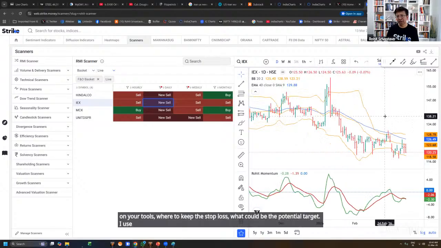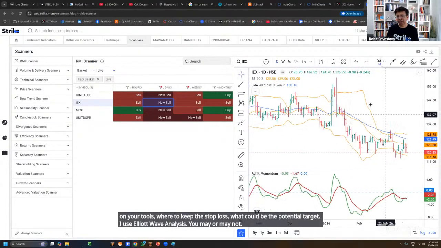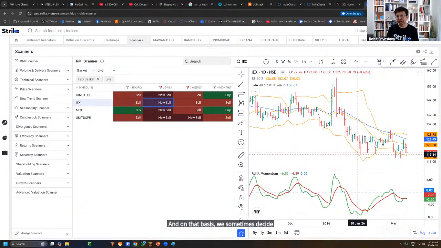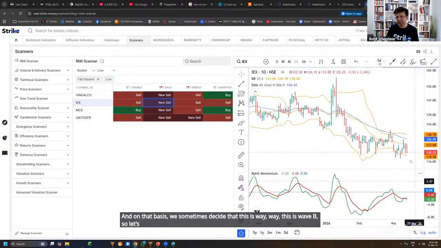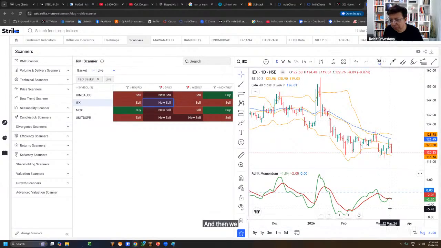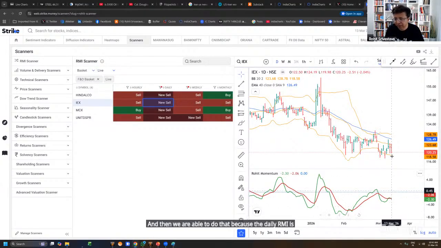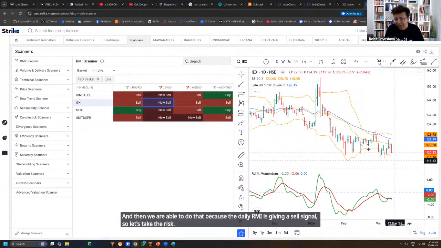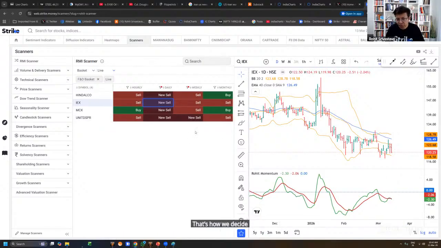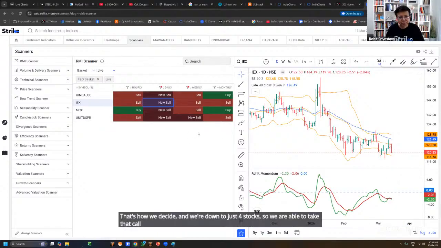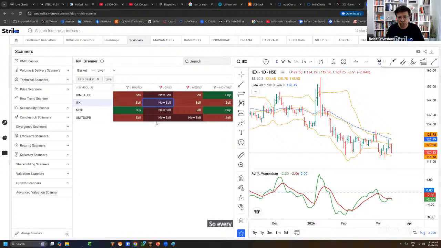I use Elliott Wave analysis. You may or may not. On that basis, we sometimes decide that this is wave A, this is wave B, so let's play for wave C. And we are able to do that because the daily RMI is giving a sell signal. So let's take the risk. That's how we decide. And we're down to just four stocks, so we are able to take that call. So every day you have a new list.